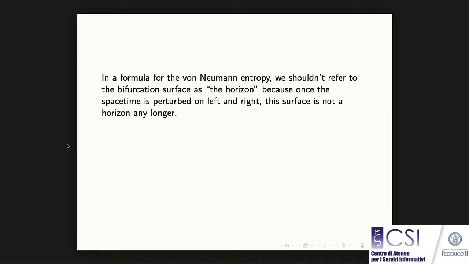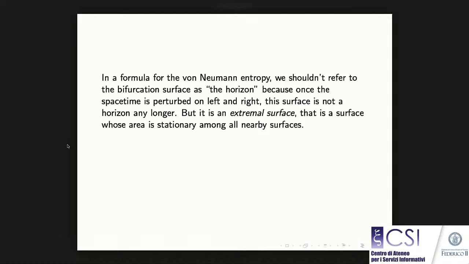In a formula for the von Neumann entropy, we shouldn't refer to the bifurcation surface as the horizon, because once the space-time is perturbed on the left and right, this surface isn't a horizon anymore. It's still there as a surface in the space-time, but it's not a horizon. What it is, though, is an extremal surface. It's a surface whose area is stationary among all nearby surfaces.